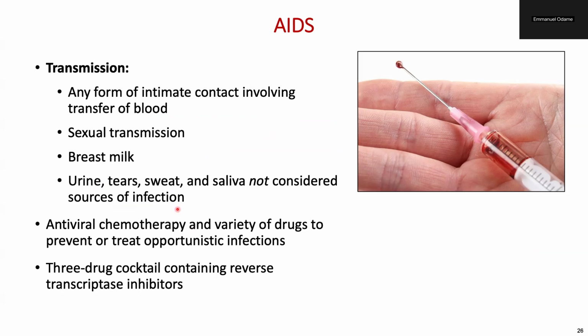There have been antiviral chemotherapy and a variety of drugs to prevent or treat the opportunistic pathogen infections. There are three drug cocktails containing reverse transcriptase inhibitors. So you just get in there and prevent the virus from using its reverse transcriptase to generate DNA, which will later be integrated into the host genome. So there are drugs available for that.